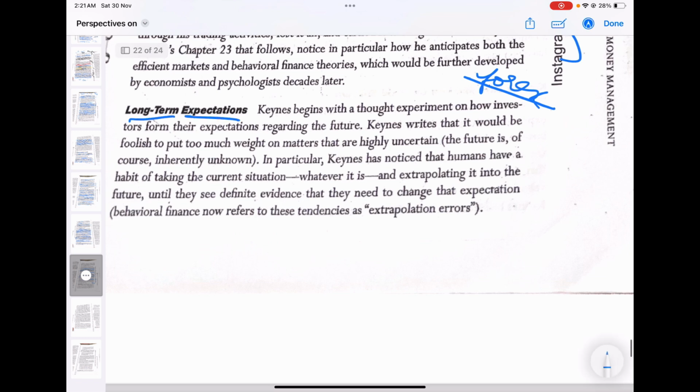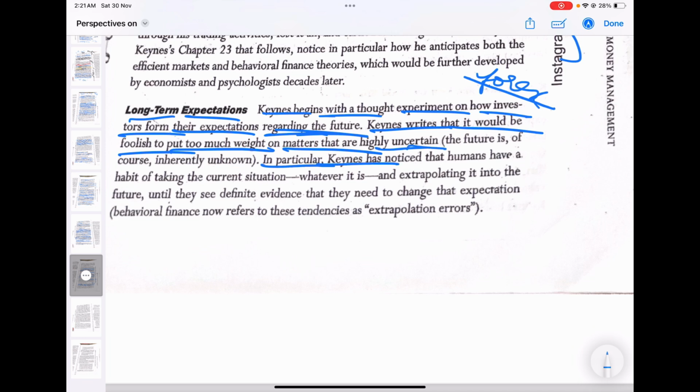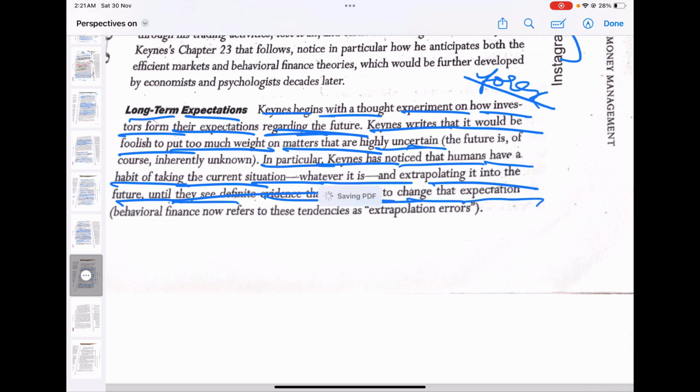Now let's talk about longer term expectations. Keynes begins with a thought experiment of how investors form their expectations regarding the future. Keynes writes that it would be foolish to put too much weight on matters that are highly uncertain. In particular, Keynes has noticed that humans have a habit of taking the current situation and extrapolating it into the future until they see definite evidence that they need to change.